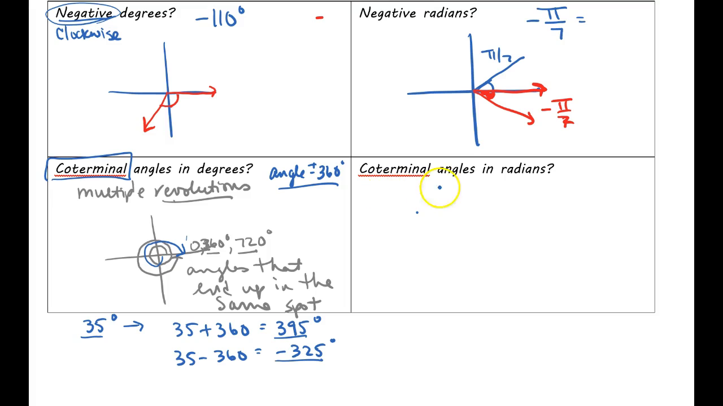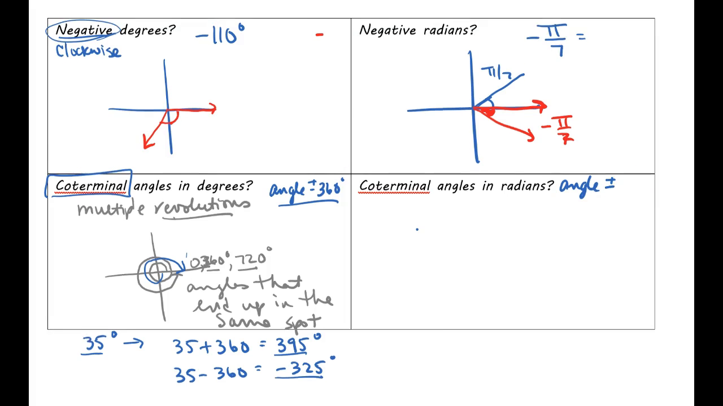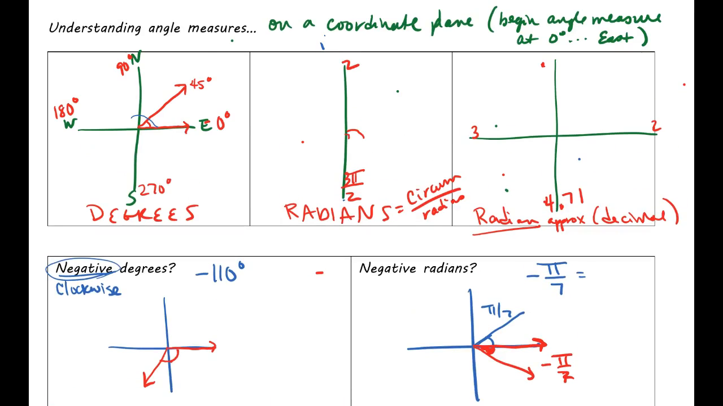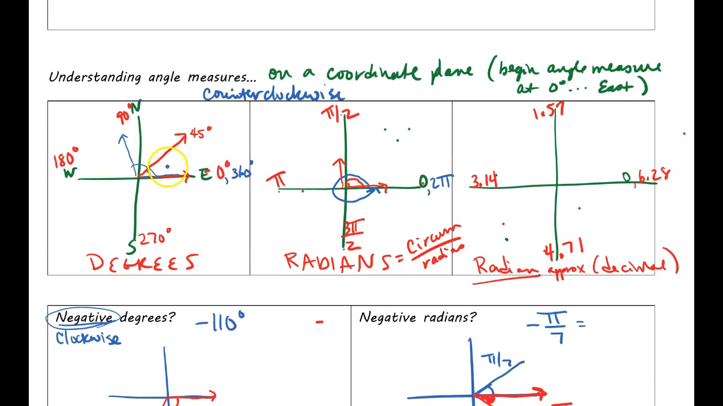Now, coterminal angles in radians, same exact thing, except we're not measuring with degrees, we are measuring with radians. So I'm going to take this same formula and make one adjustment. It's still the angle they give you, it's still plus or minus, but if I'm in radians, I can't put 360 degrees because we're not in degrees. What is the same thing as 360 degrees? Well, 360 degrees is one complete trip. One complete trip in radians is 2 pi.